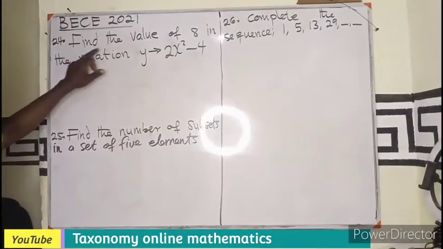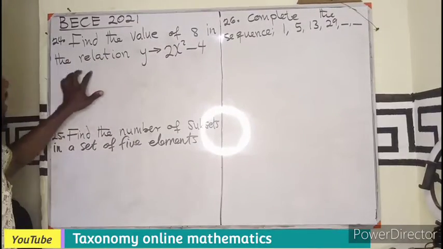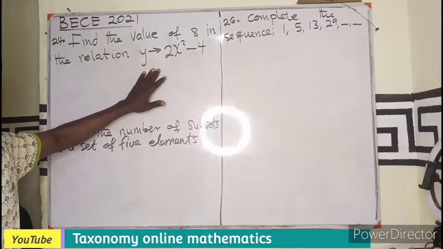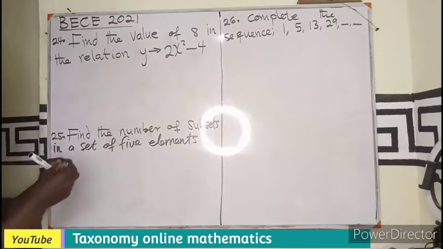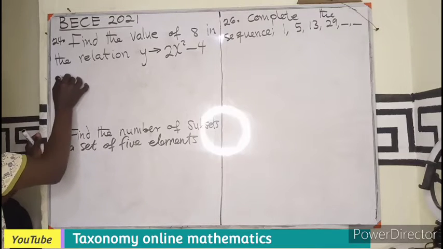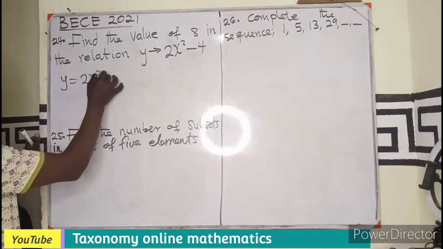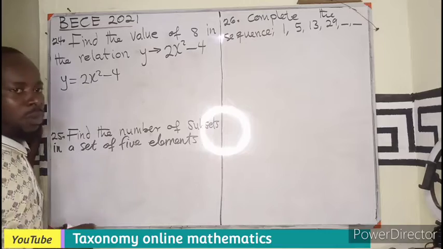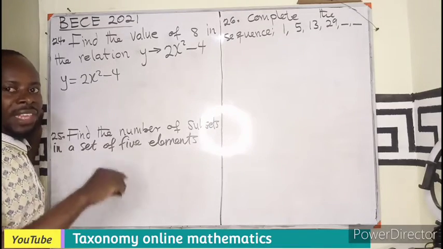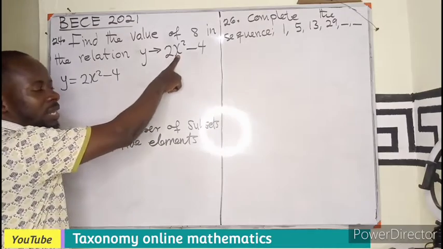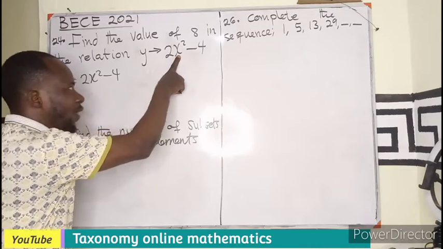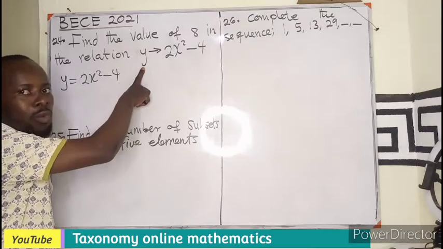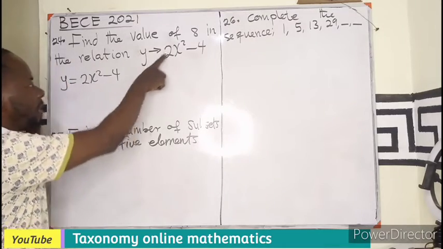24. Find the value of 8 in the relation this. So this is a mapping. We can change this to be y equals 2x squared minus 4. We are looking for the image of 8. If we have x changed to 8, what will be the value of y, the image, if the object is 8?